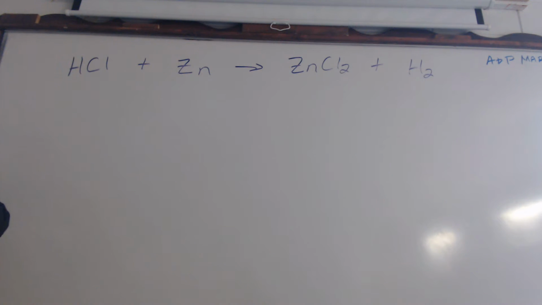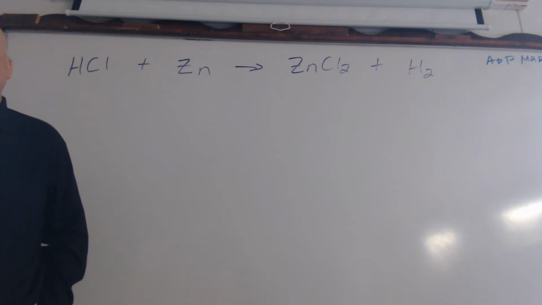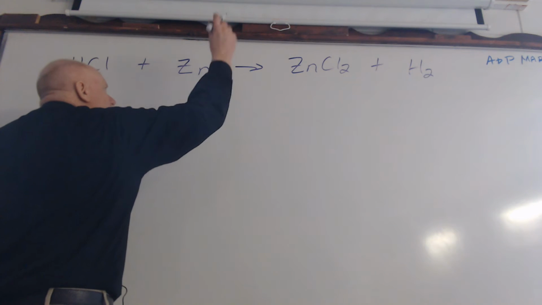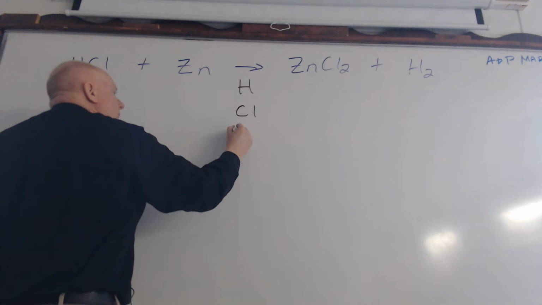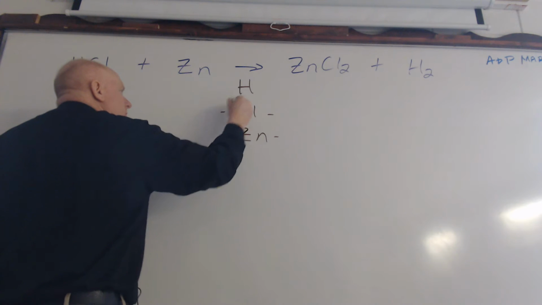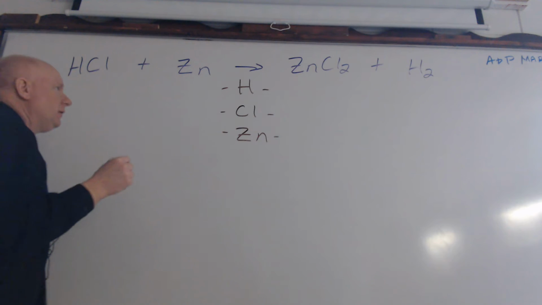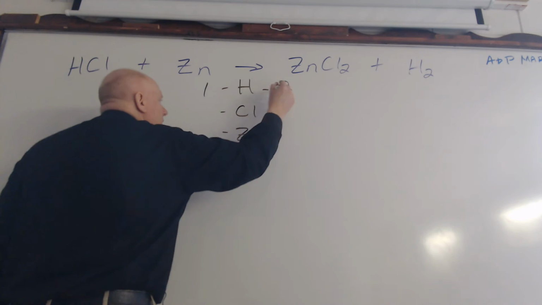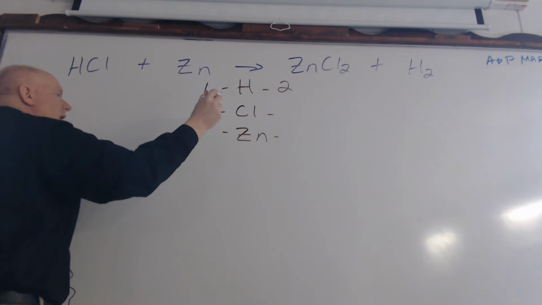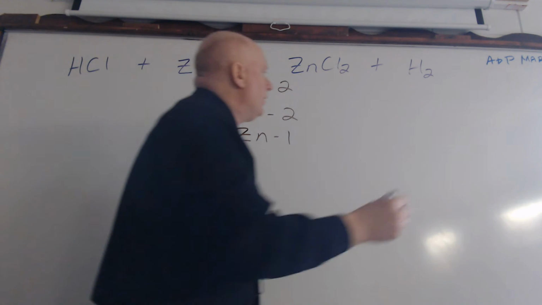Now, this is a choice that you can make. Once you get better at these, you probably won't do this anymore, which is fine. Underneath here, just write all the different elements that you see in the reaction. When we say left, we mean on the reactant side. So what's on the left side of the arrow? Hydrogen's left. Hydrogen's right. Chloride's left. Chloride's right. Zinc's left, and zinc right.